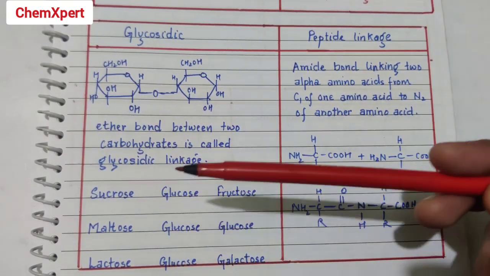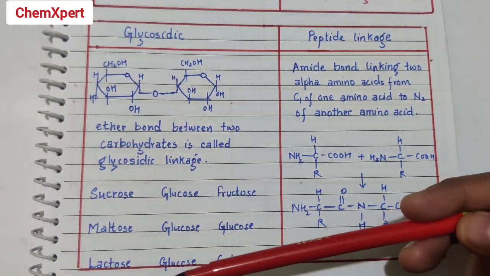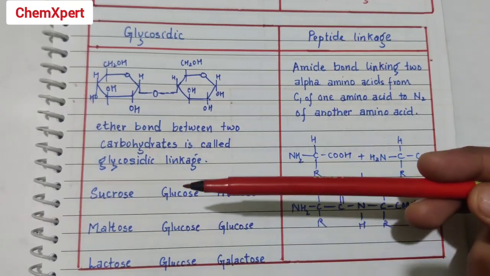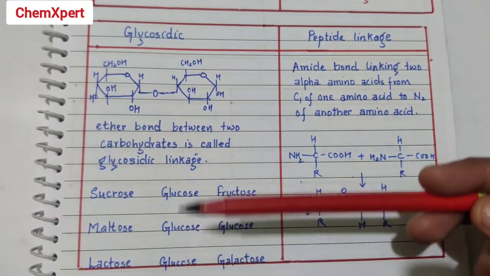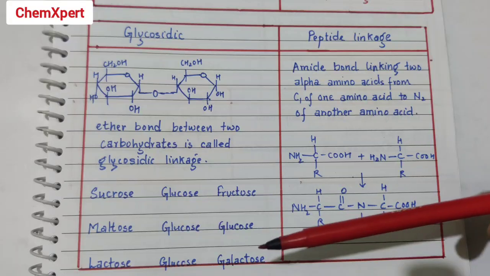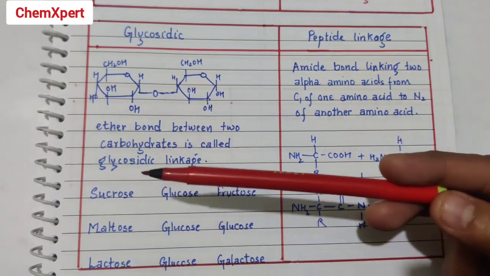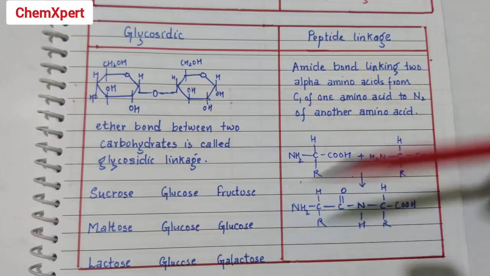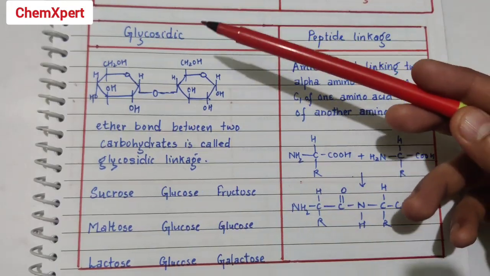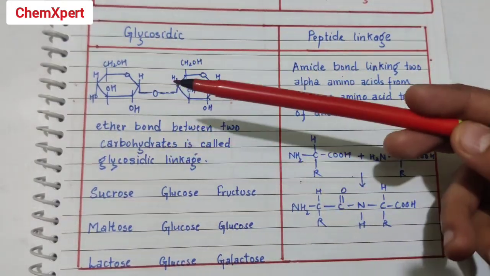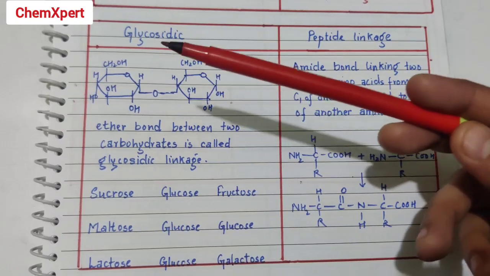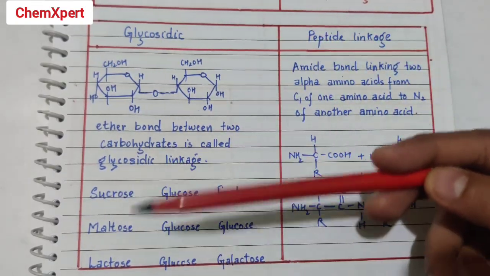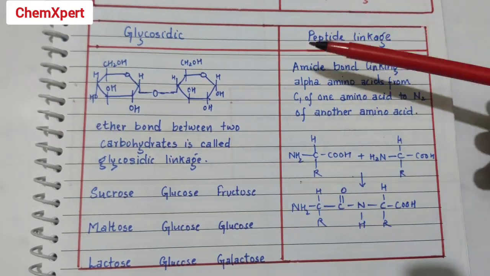Now an important, easy trick to learn these hydrolysis products: in all the cases one of the constituents is glucose. In case of lactose, the second one is galactose, in sucrose, the second one is fructose, and in maltose it is 2 glucose units. So from the glycosidic part you must know the definition, and then there is a glycosidic linkage between all these. Then what is a peptide linkage?